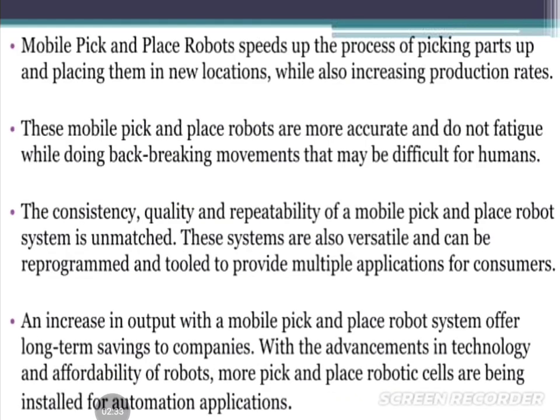Mobile pick-and-place robots speed up the process of picking parts and placing them in a new location, while also increasing production rate. These robots are more accurate and do not fatigue while doing back-breaking movements that may be difficult for humans. The consistency, quality and repeatability of a mobile pick-and-place robot system is unmatched. These systems are also versatile and can be reprogrammed and re-tooled to provide multiple applications for consumers. An increase in output with these systems offers long-term savings to the company. With advancement in technology and the affordability of robots, more pick-and-place robot cells are being installed for automation applications.